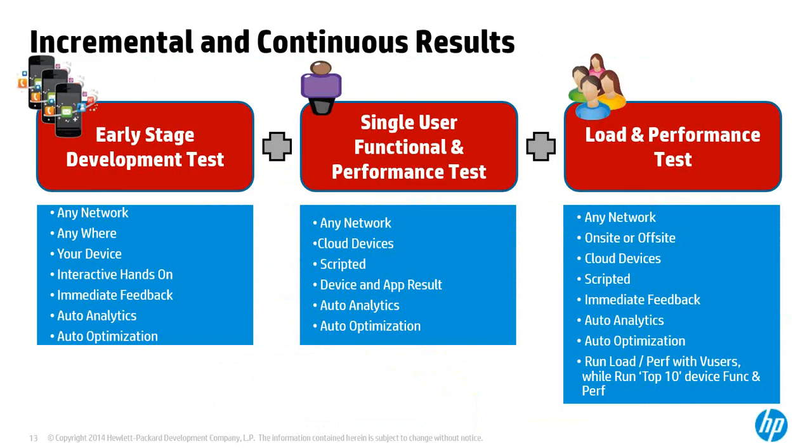So first starting with, hey, we're in our early stage development. We want to start doing some testing. So we want to be able to test on any network, anywhere in the world, on their device, with some sort of interactive, hands-on capability, providing immediate feedback, also doing automatic or automated analytics and automated optimization recommendations. So HP Network Virtualization has a standalone product which is targeted for mobile, and this capability will enable you to do exactly this piece. So here's how, as a best practice and a practitioner, you could then adopt and say, okay, I want to deliver this type of incremental and continuous results. Here's how you can do it.